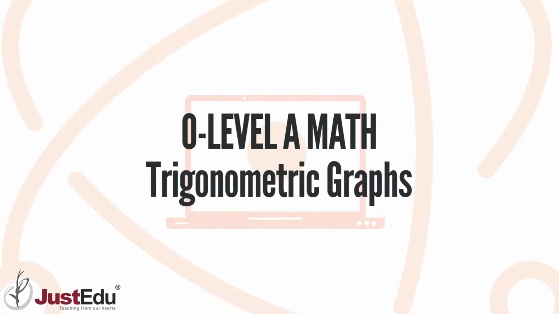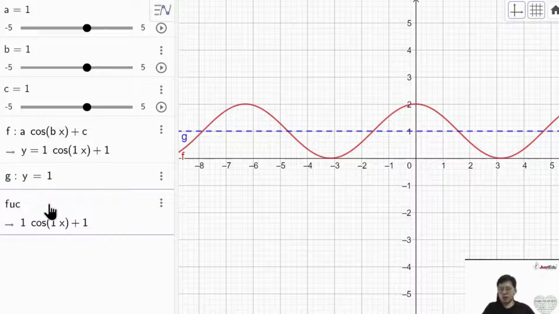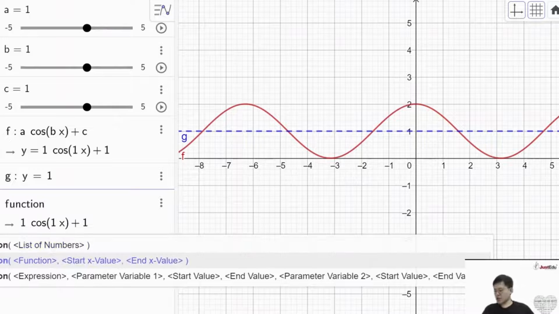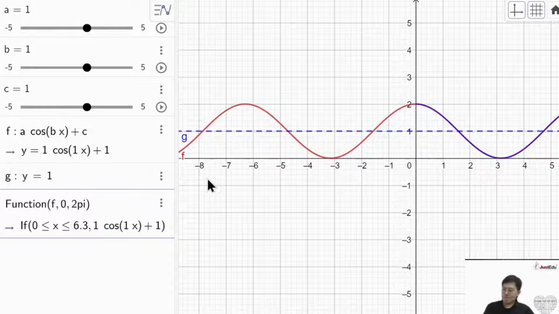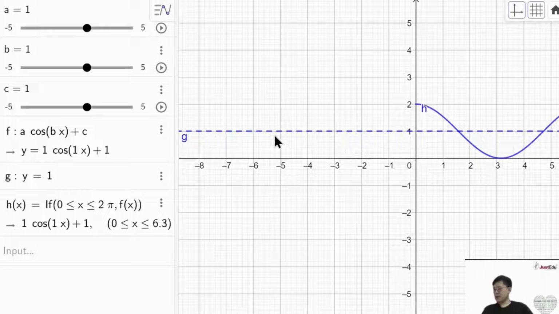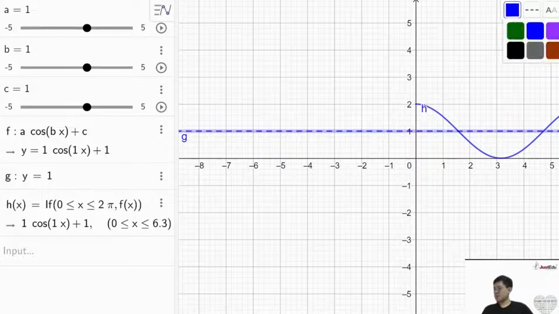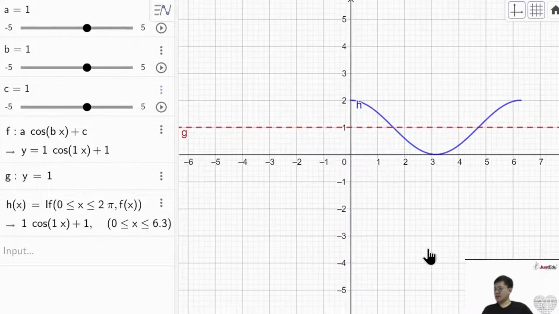O-Level A Math. Trigonometric graph. Okay, so this graph is continuous from negative infinity to positive infinity. So I just need to restrict them into an interval of 0 to 2 pi. So now you will see the graph looks something like that.